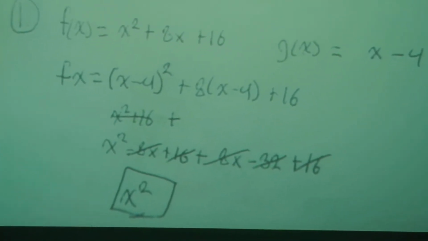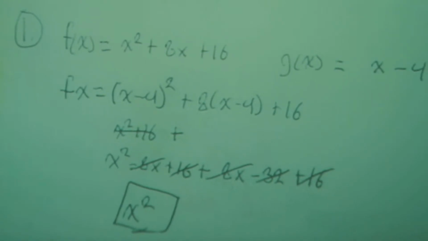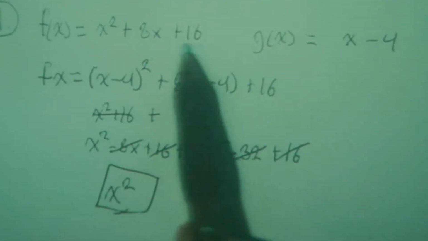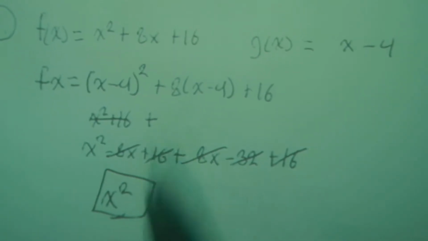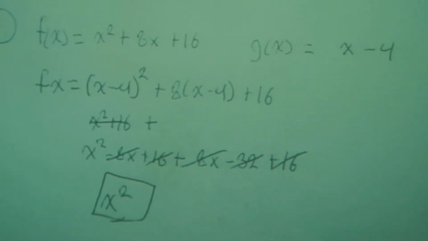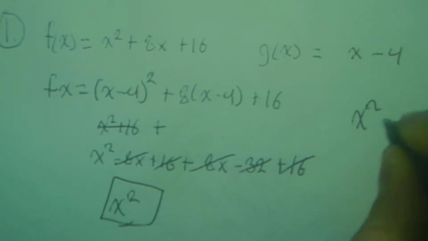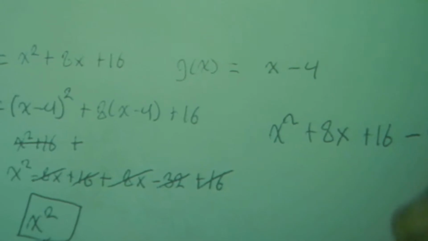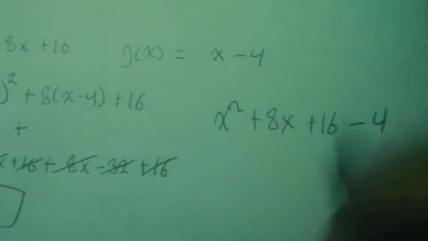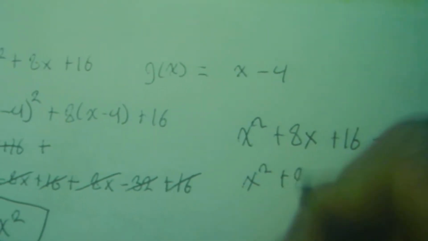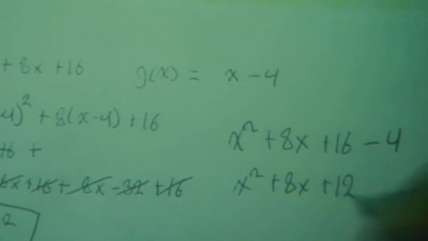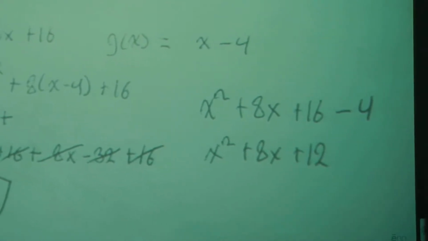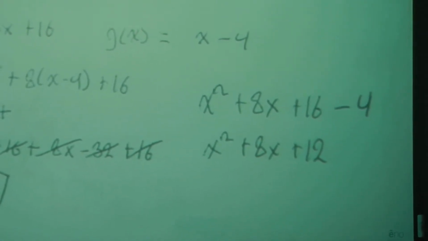All right. So now we're going to move over to the g of x. Basically what we have to do is plug this equation, not the solution, the equation, in for x here. So we're going to get x squared plus 8x plus 16 minus 4. And from here you just simplify again. You get x squared plus 8x plus 12. Does everybody see where we're at? Do we have any questions?